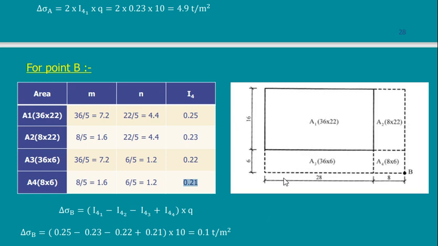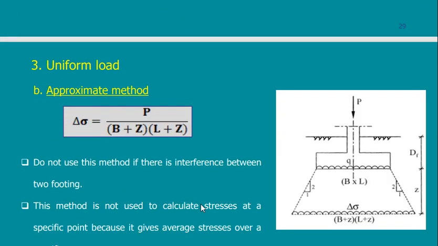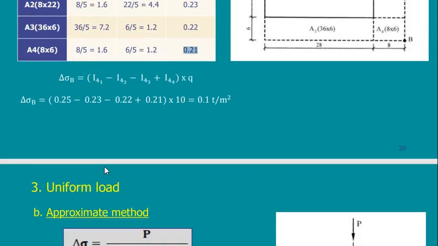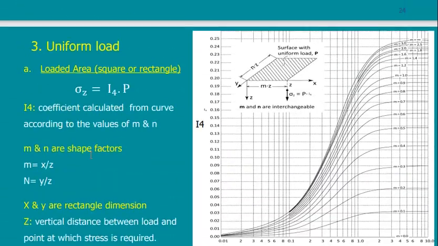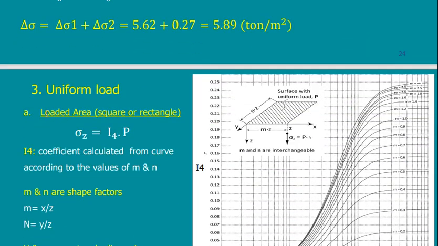If you would like to do it step by step, take this I, multiply it by Q, take the other I, multiply it by Q, and so on, and then apply summation and subtraction to the total stress. It's the same to end up with the effect of this. So now we said that for uniform load, we had number A. It is a loaded area, square or rectangle. This we studied now.